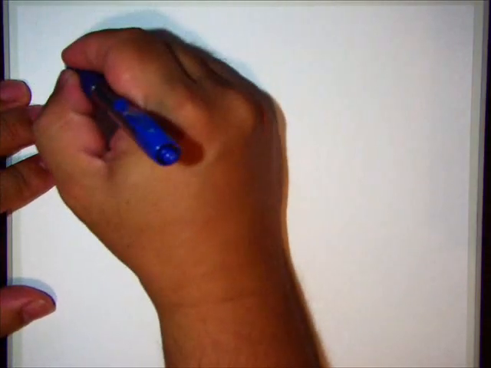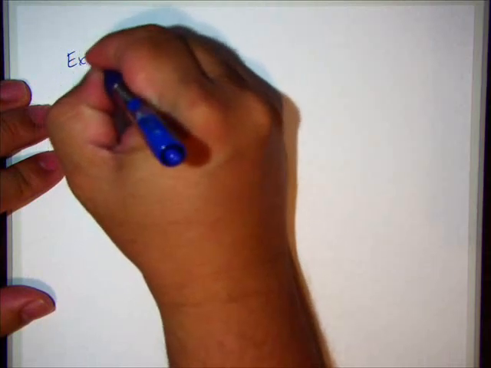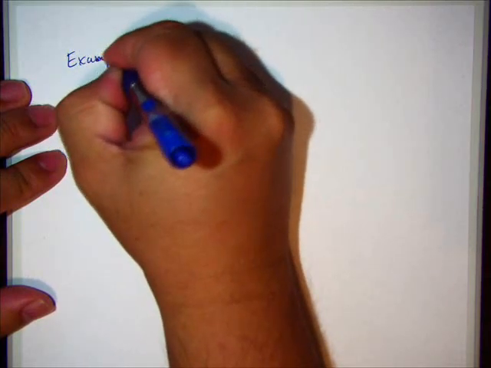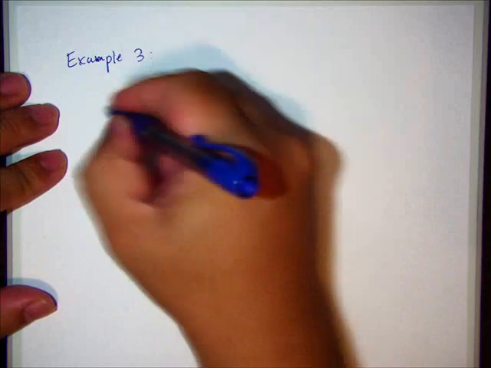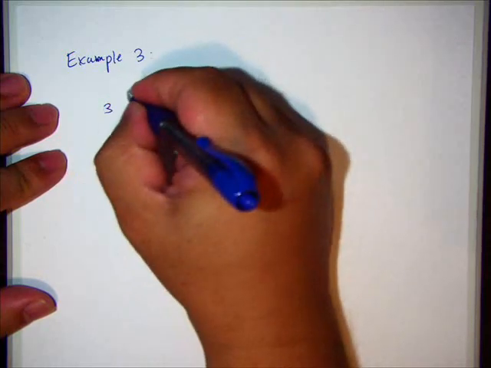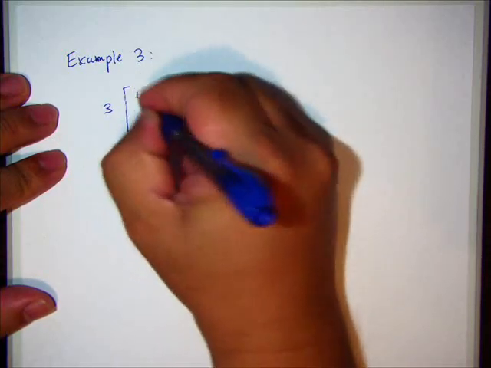Alright. Let's go on. Let's look at scalar multiplication. Scalar multiplication is like the distributive property. You have a number outside of the matrix.